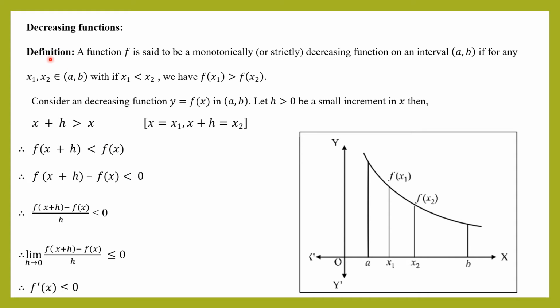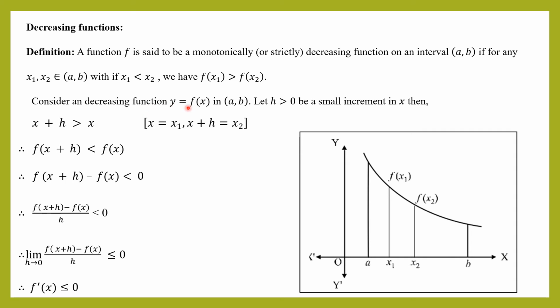Decreasing function. Definition. A function f is said to be monotonically or strictly decreasing on an interval (a, b) if for x1 and x2 belonging to (a, b) with x1 less than x2, we have f of x1 greater than f of x2. Here x1 is less than x2, but the function is opposite, f of x1 greater than f of x2.